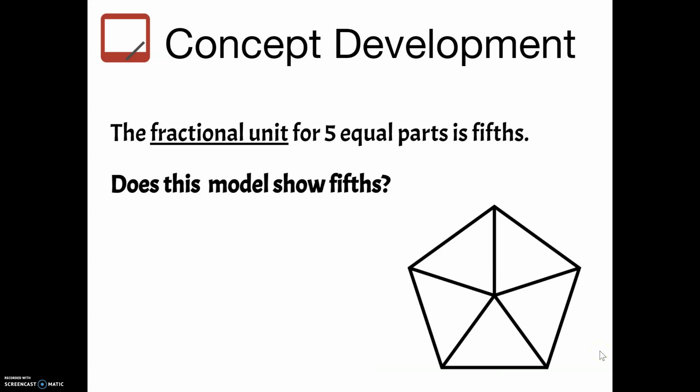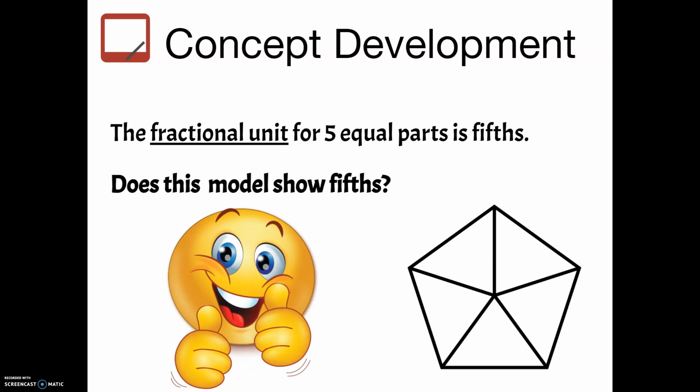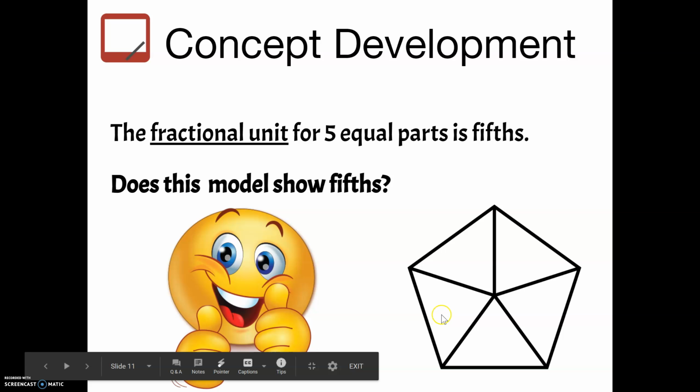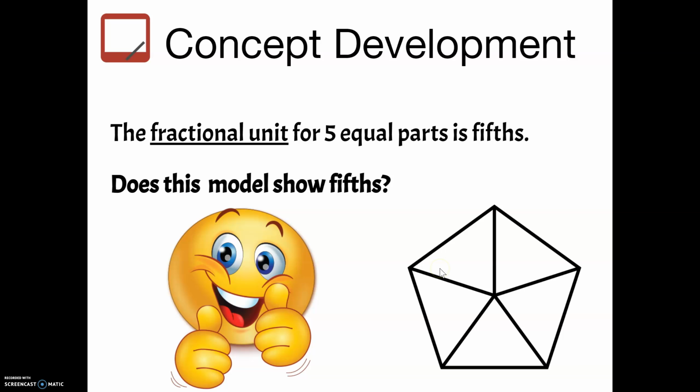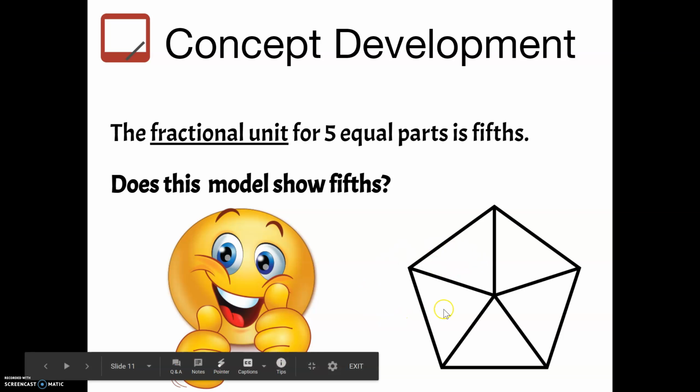The fractional unit for 5 equal parts is fifths. Does this model show fifths? Think about it. Thumbs up, thumbs down. It does. There are 5 equal parts. So these are fractional units called fifths. We could count them. 1/5, 2/5, 3/5, 4/5, 5/5. Let's try another one.